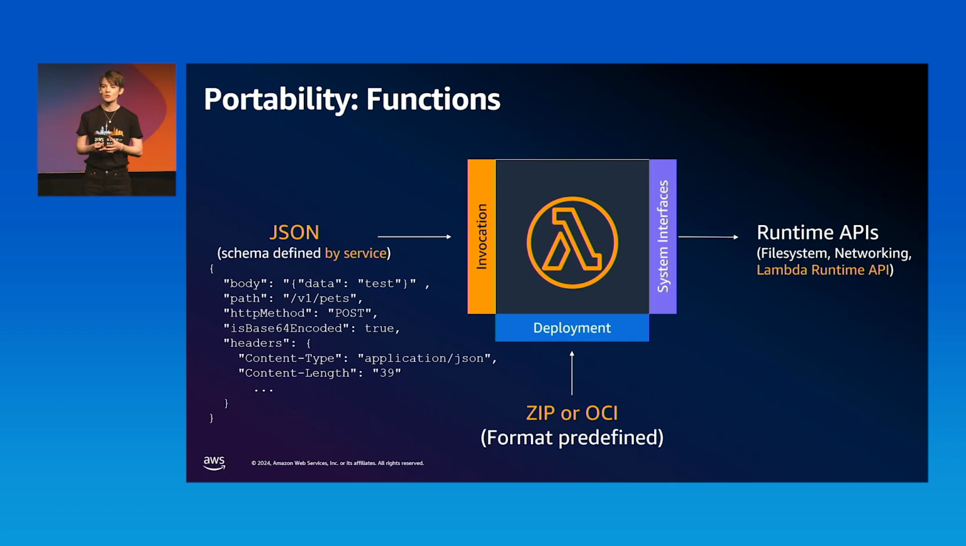Another piece is that you do have a predefined format for how you're going to package up and deploy that code. That could be with a zip file or with a container image. But there are some specific elements of that container image that you're going to need in order to use it for a Lambda function. It needs to have the runtime interface client, which is able to interact with the Lambda runtime API. And that's the piece that's going to be responsible for invoking that Lambda function and operating that code within a Lambda function.